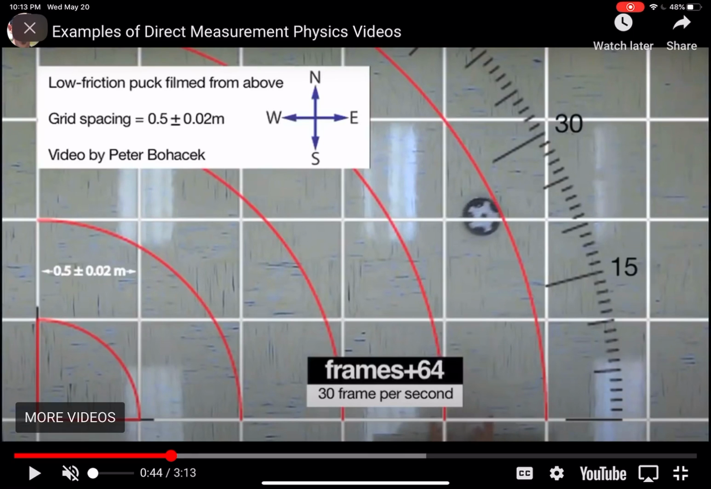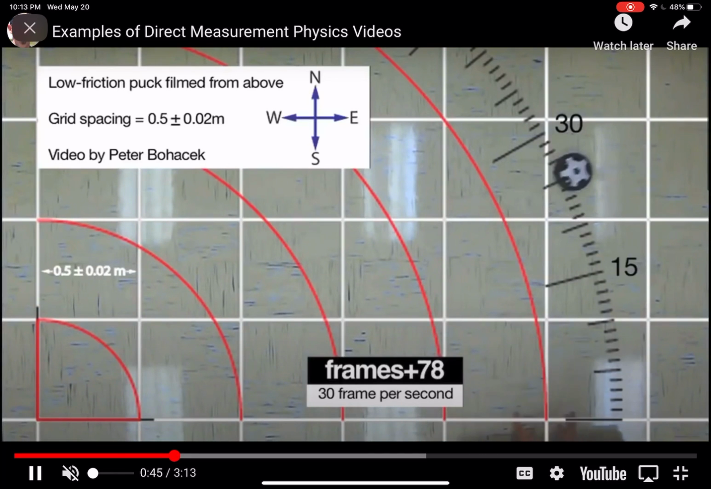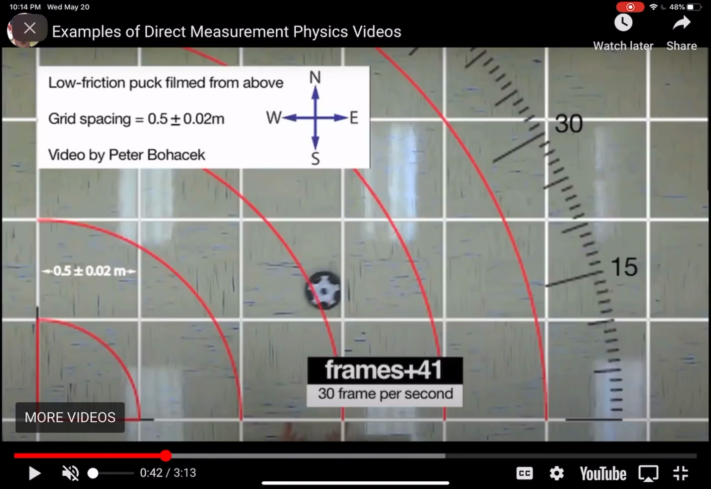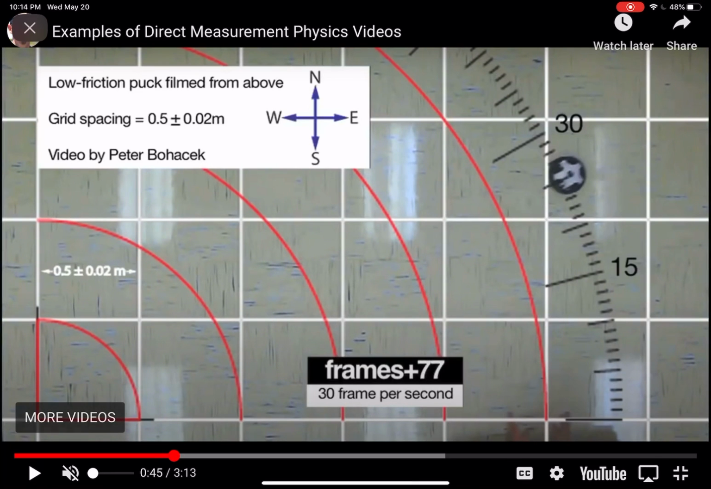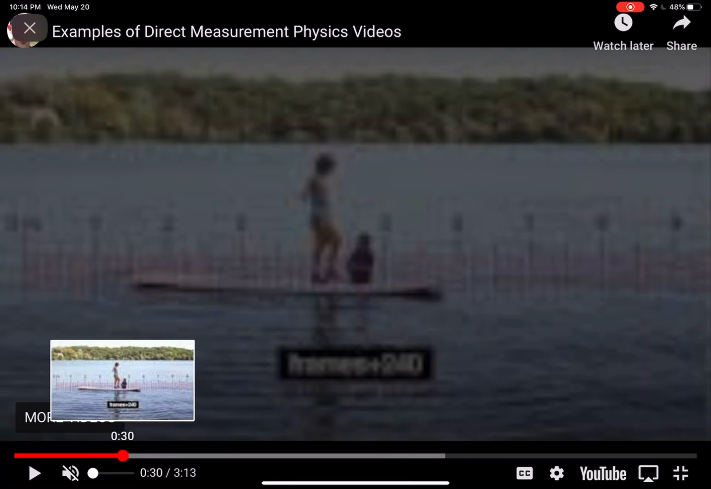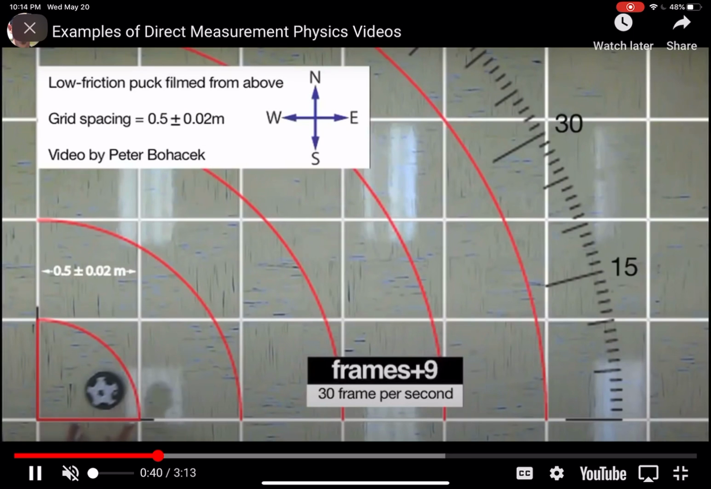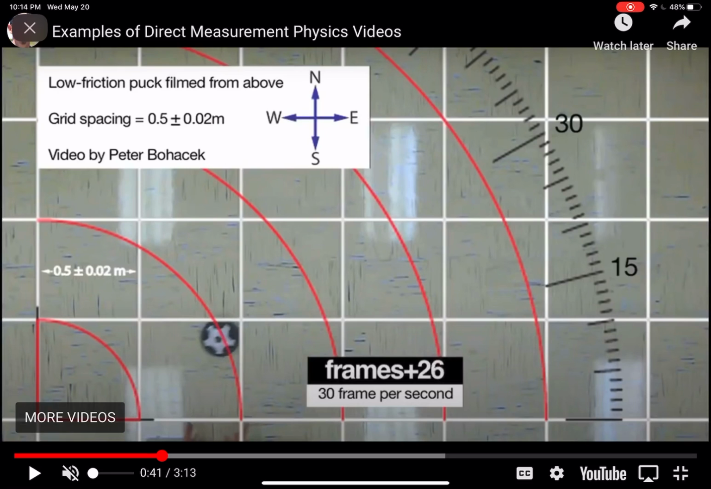Okay. So here it is at frame 64, and you can see it hasn't quite hit the red arc. And if I go really quick, oops, didn't go quick enough there. Let me back it up a little. I am terrible at this. There we go. Okay. So here you can see at frame 26, it hasn't quite hit the second red arc. And I know that at frame 27, it actually ends up just slightly past.